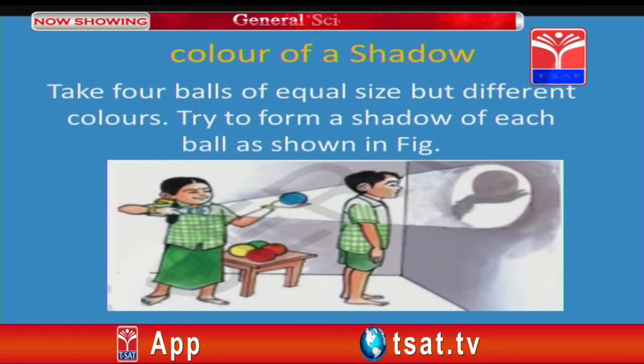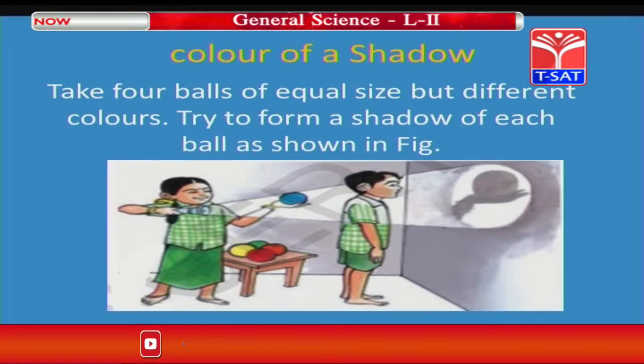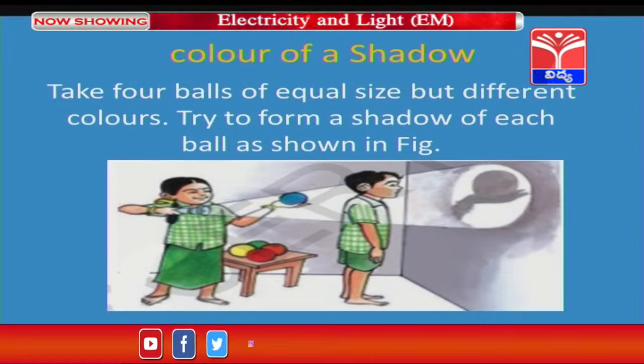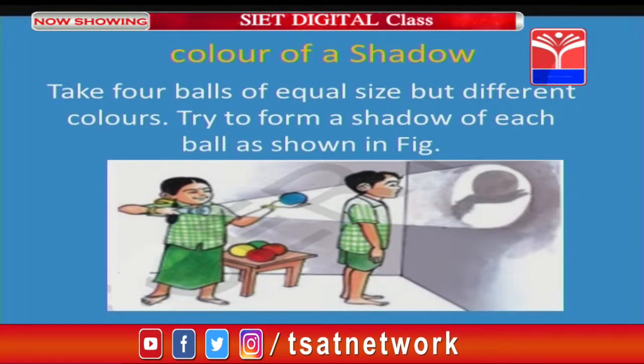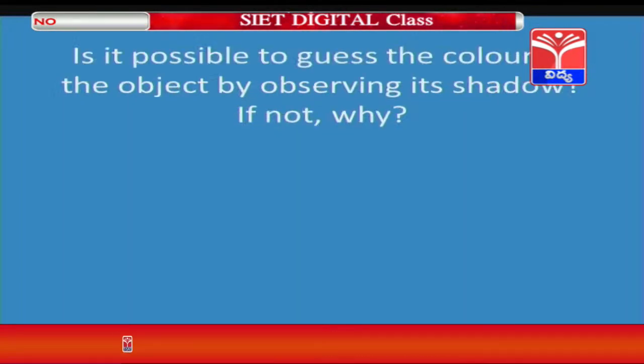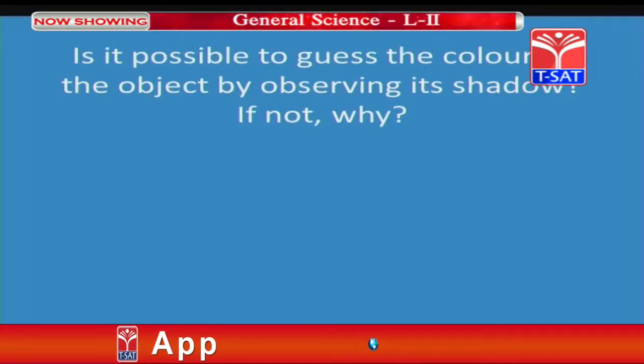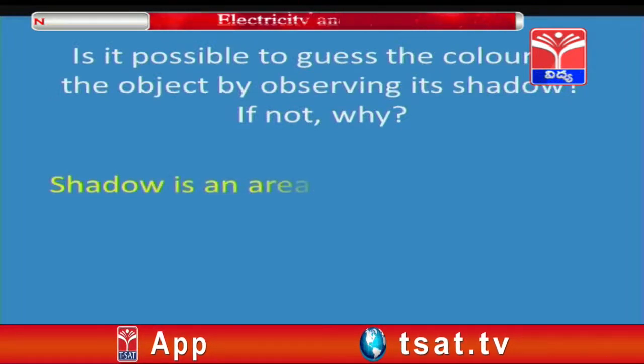Now, on the wall, can we say the color of the ball? No, we cannot see the color of a ball in its shadow. Is it possible to guess the color of the object by observing its shadow? If not, why?